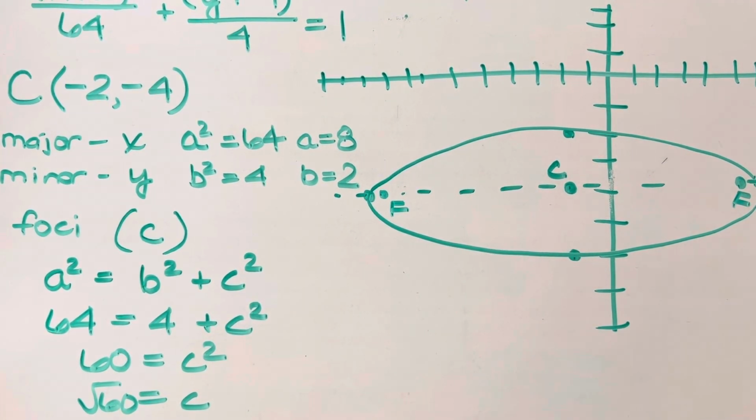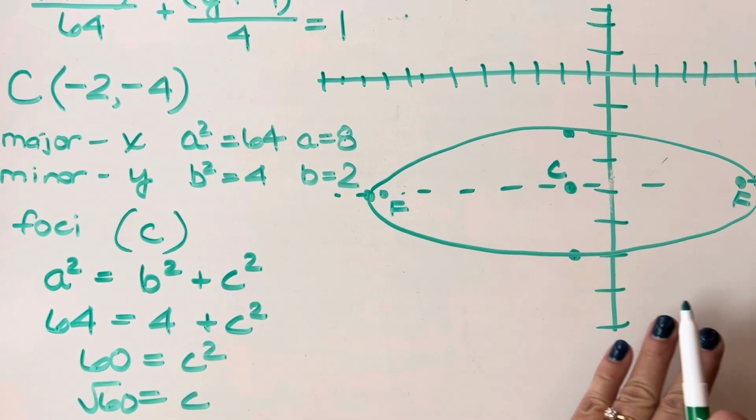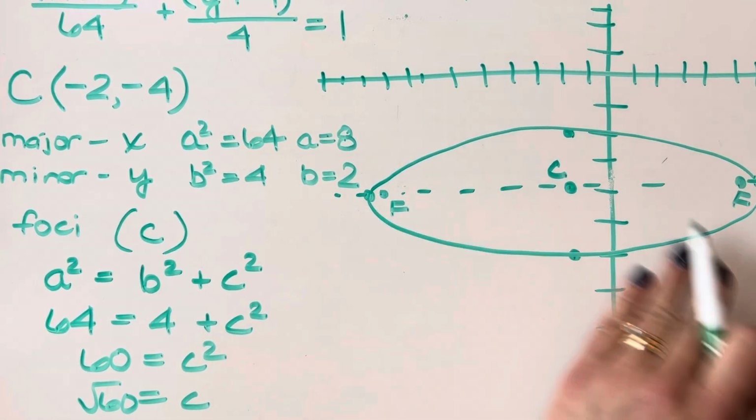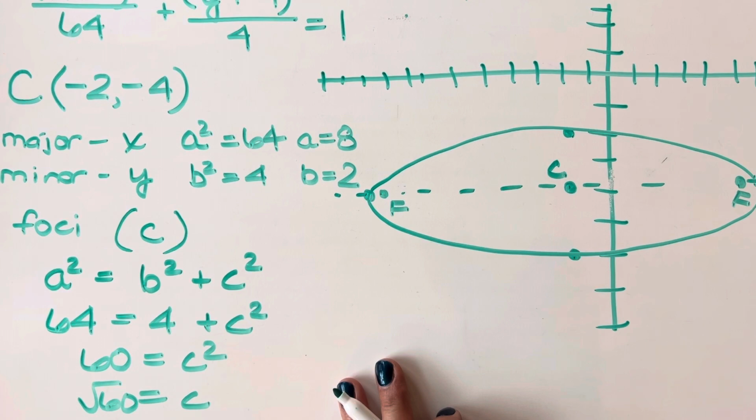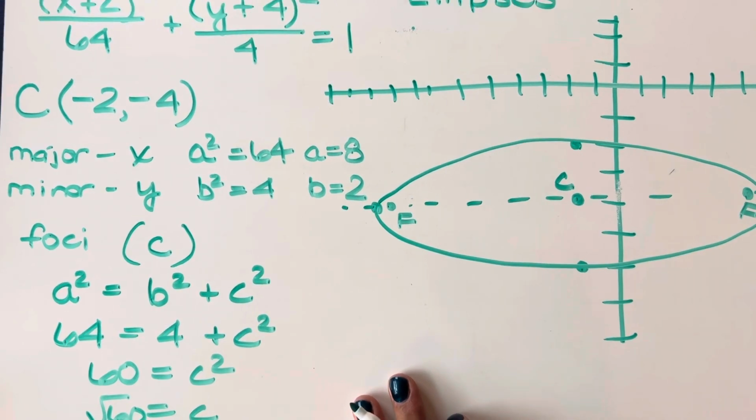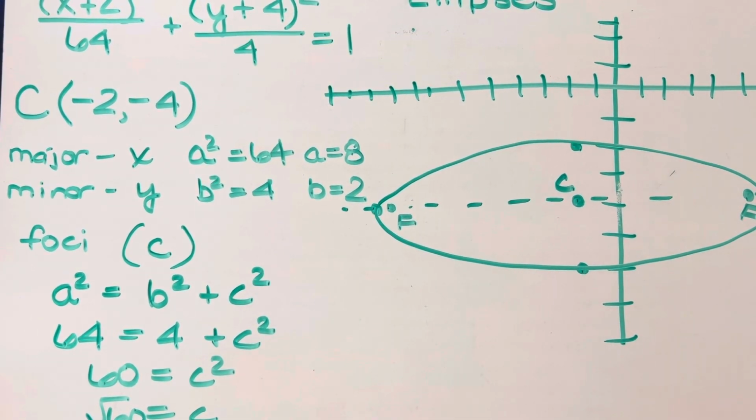So once we have the center, all of our major and minor endpoints for those axes and our foci, we have finished graphing an ellipse.